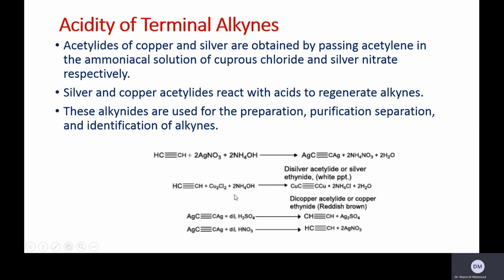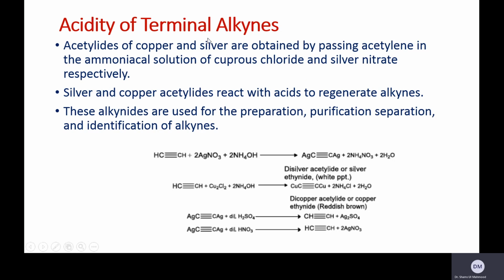Similarly, we can also add ammoniacal cuprous chloride. And these hydrogens, which are acidic, can be replaced with copper. That is called dicopper acetylide. So the disilver acetylide is a white precipitate, and this one is reddish brown. So formation of these colors shows that the alkyne has the acidic hydrogen. And the acidic hydrogen can only be obtained from the terminal alkyne.